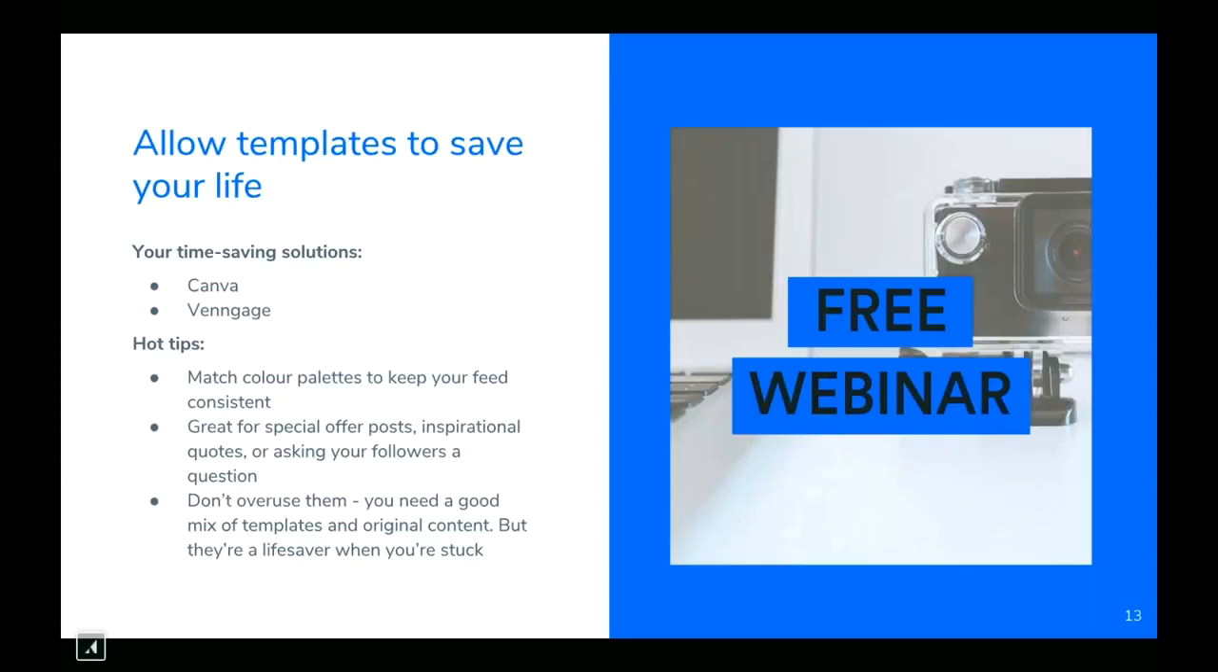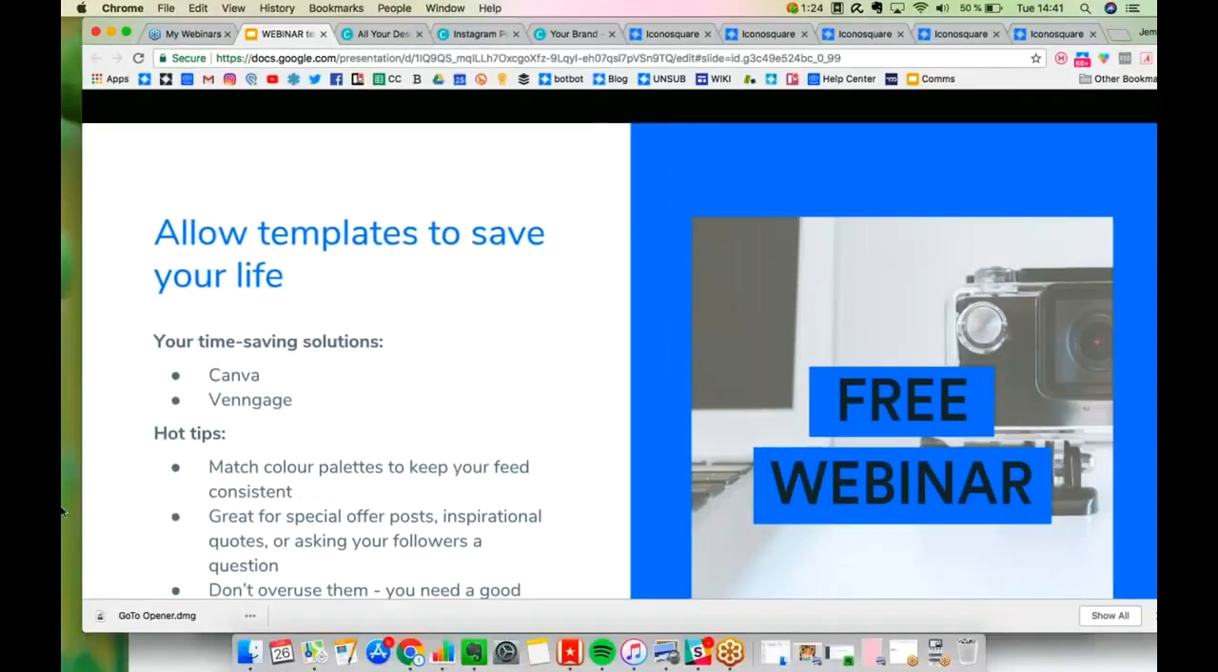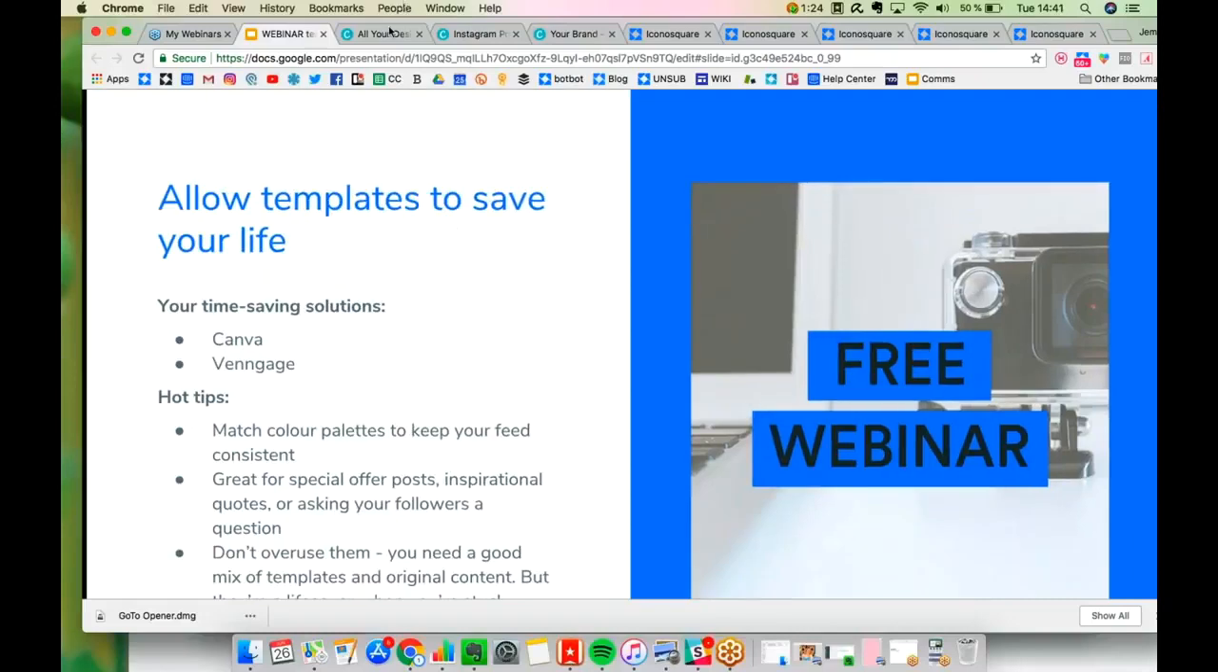Basically, any post where the text is kind of the main point, so you don't want to hide the text in the caption. You want it to stand out and be the main part of the photo. Obviously, don't overuse them because you need a good mixture of templates and original content, but they're a real lifesaver when you're stuck. And I'd recommend having some kind of on reserve and ready to go in case of emergencies. So I'm just actually going to give you a quick tour of the tool that we use here at Iconosquare to create templates, and that's called Canva.